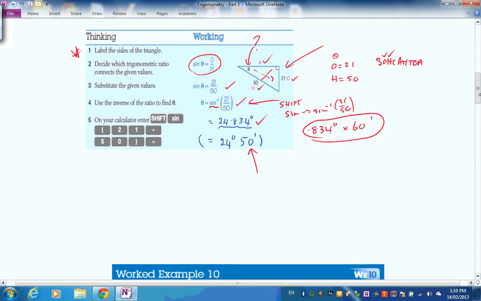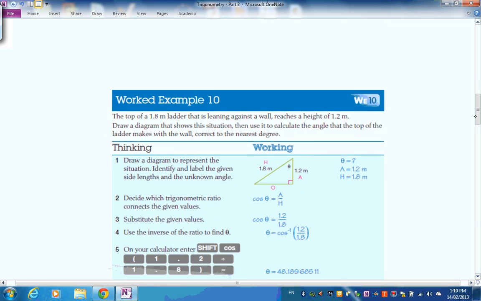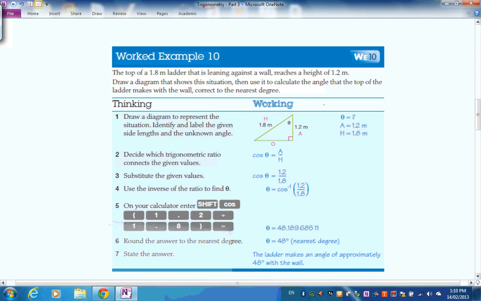Let's go on now and look at another one. Here's another example. I've blown this one up a bit. So here's our problem. A 1 metre ladder is leaning against the wall. It reaches a height of 1.2 metres.